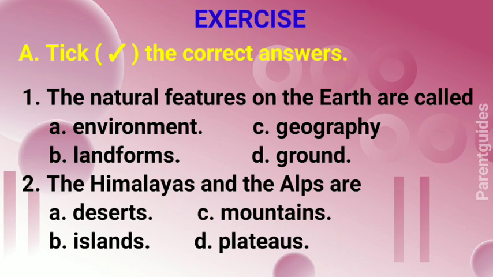Exercise. A. Tick the correct answers. 1. The natural features on the earth are called A. Environment, B. Landforms, C. Geography, D. Ground. Answer is B. Landforms. 2. The Himalayas and the Alps are A. Deserts, B. Islands, C. Mountains, D. Plateaus. Answer is C. Mountains.